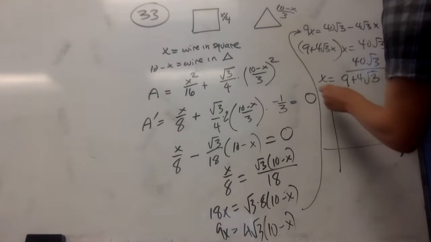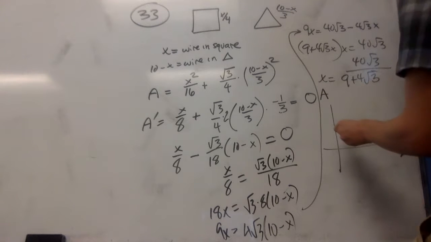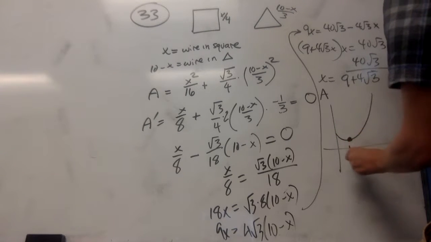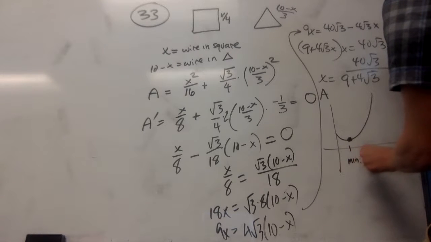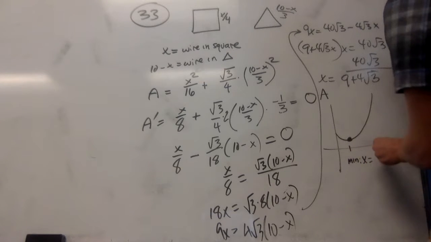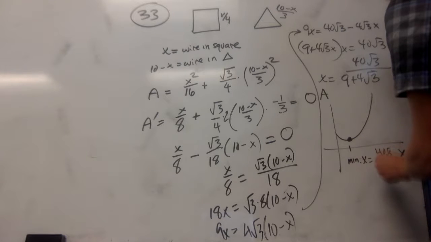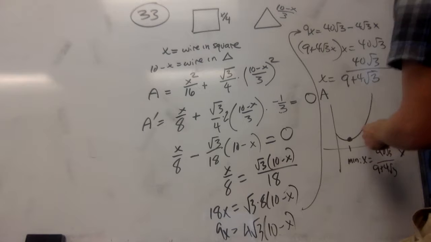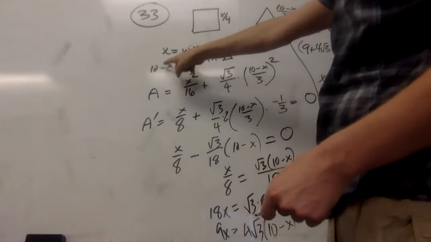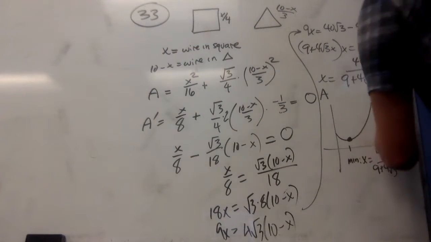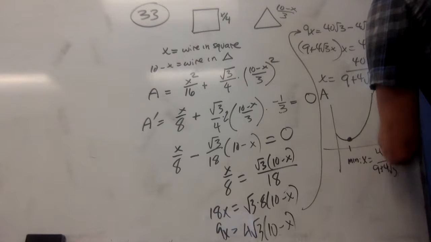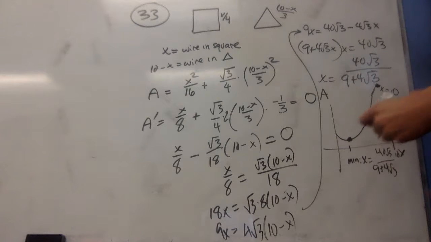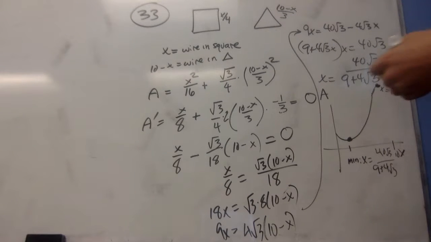So here's x, here's the area. And I think what you get is a graph that looks something like this. You got a special value right over here. That's your minimum, which is that x equals this crazy number, 40 root 3 over 9 plus 4 root 3. And then there's no maximum, except you got to keep in mind that there's a limitation on x. The biggest x can be is 10. So actually there is a maximum that happens when x equals 10. X equals 10 is going to give you the maximum.